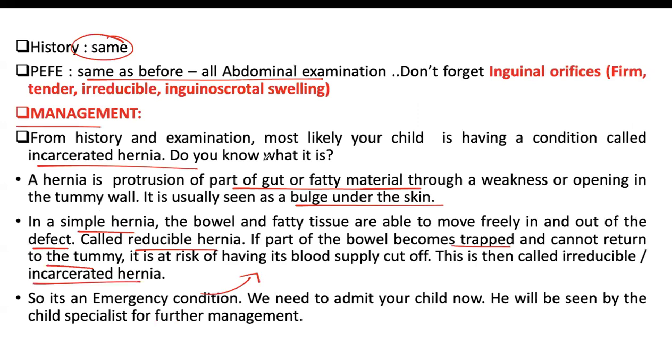So that's irreducible or incarcerated hernia, where the hernia doesn't go back anymore and it becomes tender, it becomes firm, and also it becomes irreducible. Okay, so that's a very, very important question for your exam. Any questions, guys, with the hernia?